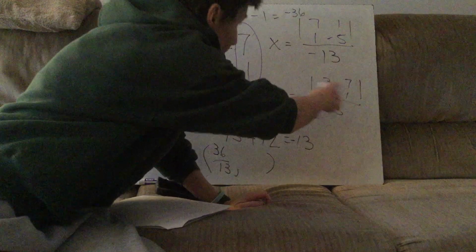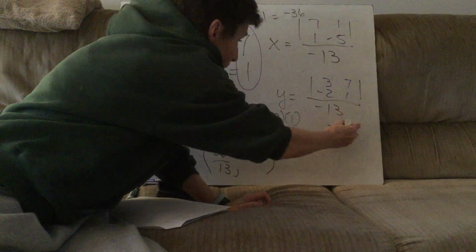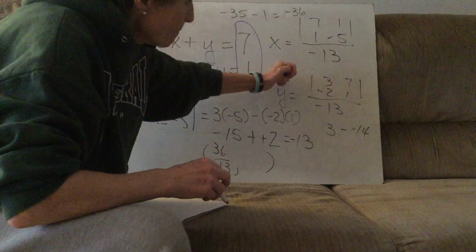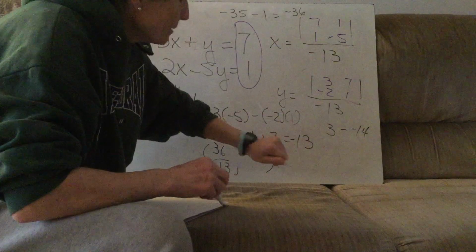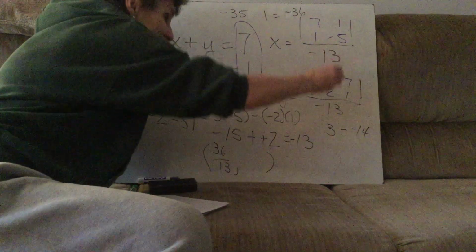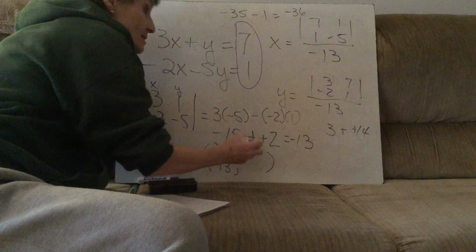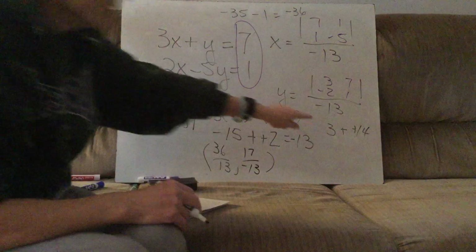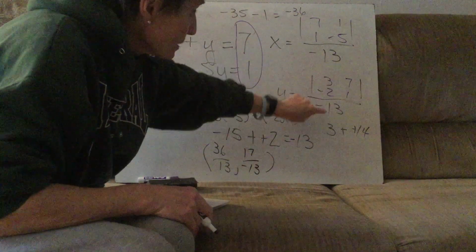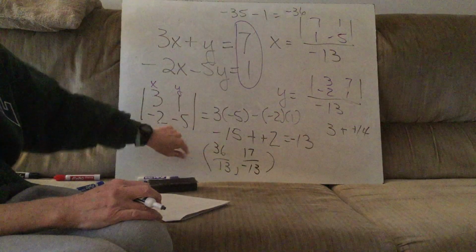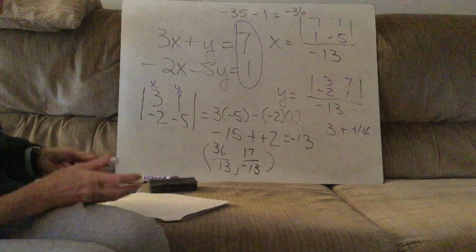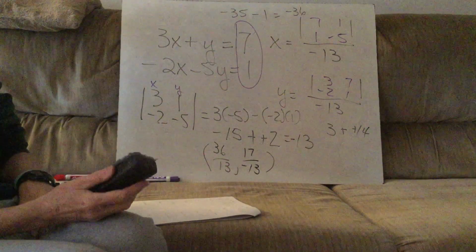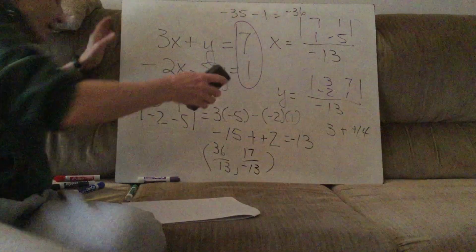Now y is 3 times 1, which is 3, minus negative 2 times 7, which is negative 14. So 3 minus negative 14 is 17 over negative 13. And there is the answer to that one. Wow, Cramer's rule. All right.